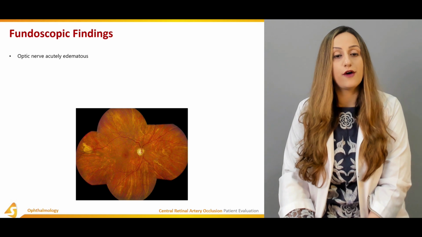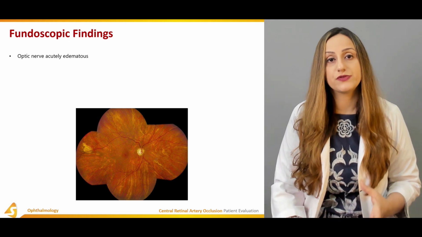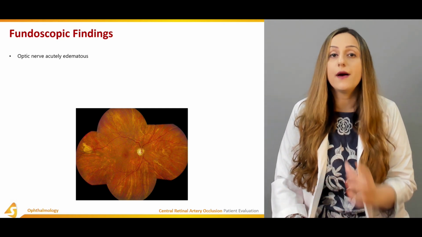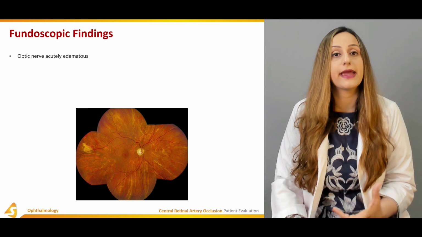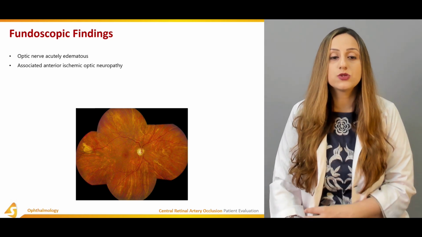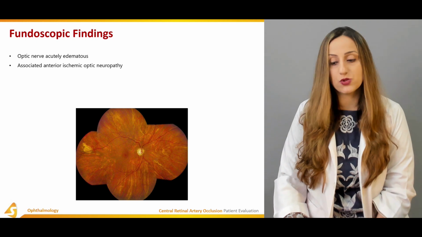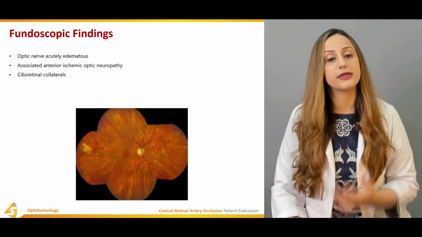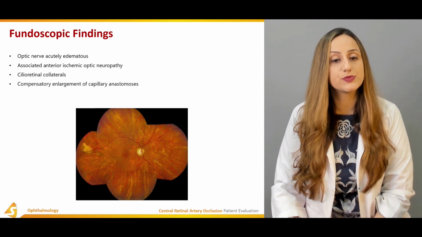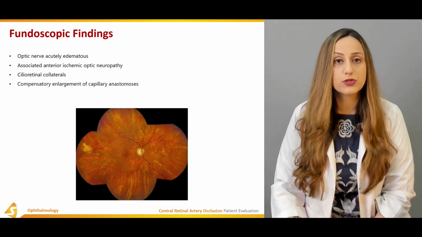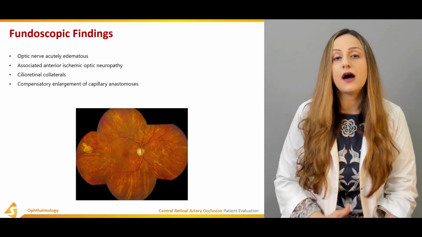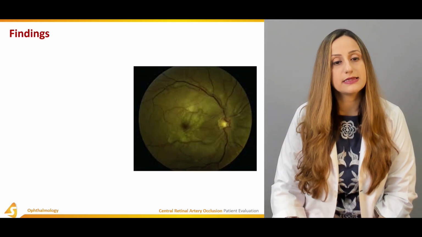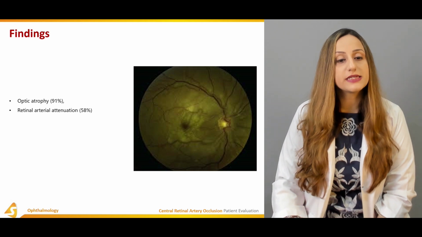In these cases of central retinal artery occlusion, the cherry red spots are quite frequently seen. Then we have an optic disc that is pallor and more edematous. The associated anterior ischemic optic neuropathy is also noted down in this case. The cilioretinal collaterals are also noted down. The compensatory enlargement of the capillary anastomosis, that is, the retinal artery accentuation, is noted on the fundoscopic findings. The findings are optic atrophy.